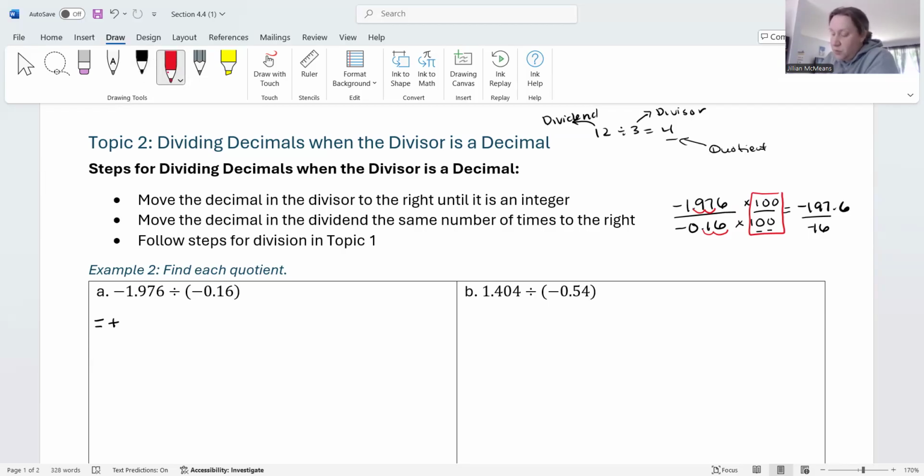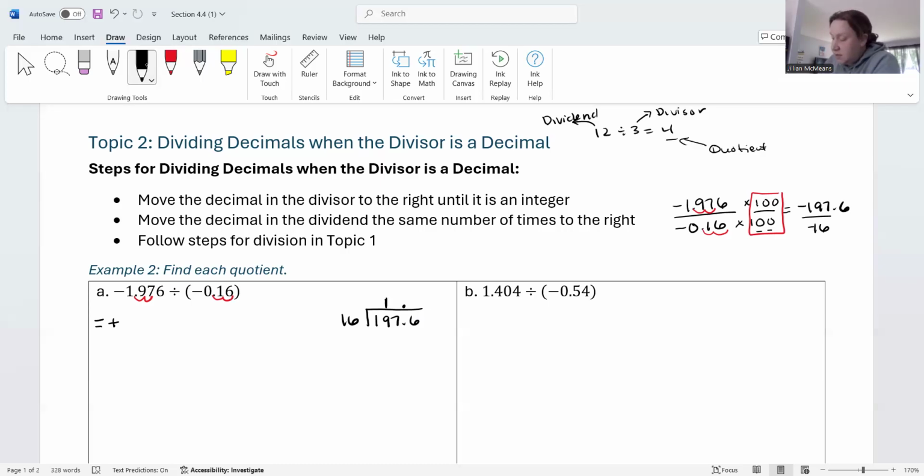Now remember, we've moved the decimal in the divisor twice and in the dividend twice. So what we're really dividing is 197.6 by 16. And we want to follow the steps like we did in topic 1. So just bring your decimal point up into your quotient, and then we start dividing. So 16 won't go into 1, but it will go into 19. So 16 will go into 19 one time.